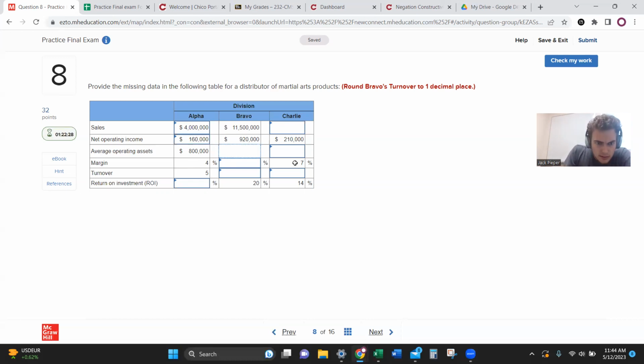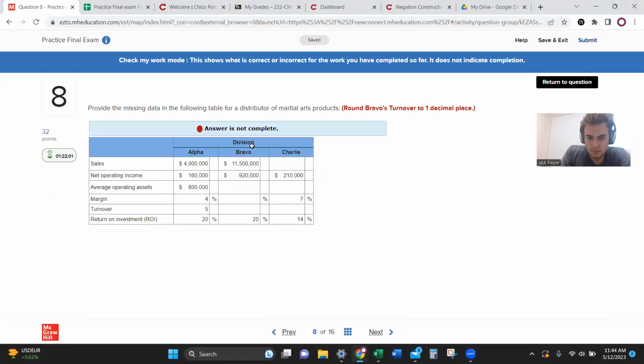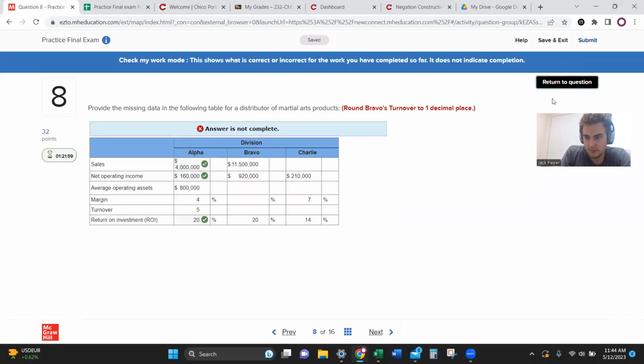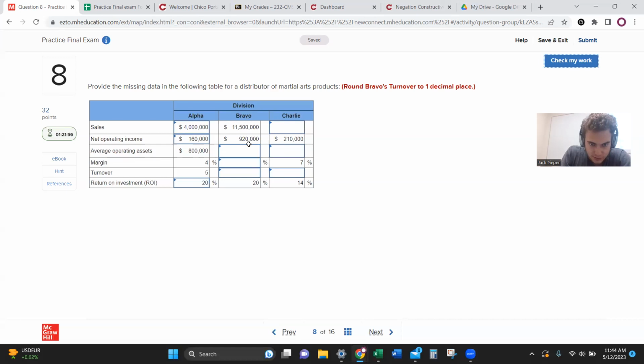And then we can do our average operating assets times our margin to get our return on investment. Or we can do our net operating income divided by our average operating assets. Okay, and that is 20%. Okay, that's right. All right, so let's do the other two and I'll help.